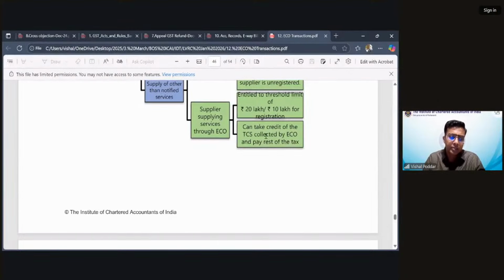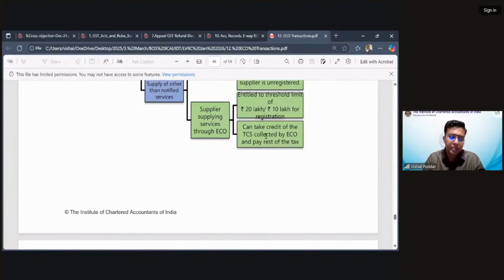Now, what are the provisions relating to TCS? In case of an e-commerce transaction, other than notified services, wherever the transactions are happening through ECO, the ECO has to collect tax. The tax collected is at the rate of 0.25 under CGST and 0.25 under SGST, so in total it is 0.5. The person liable to collect tax is the ECO. There is no threshold limit.